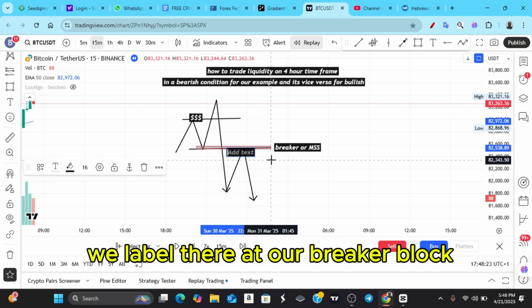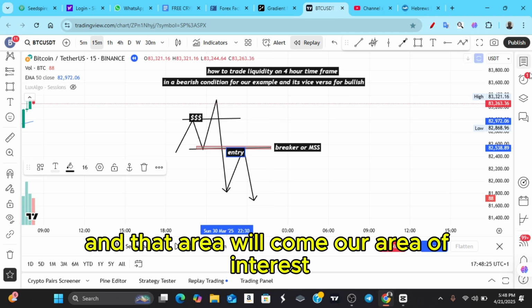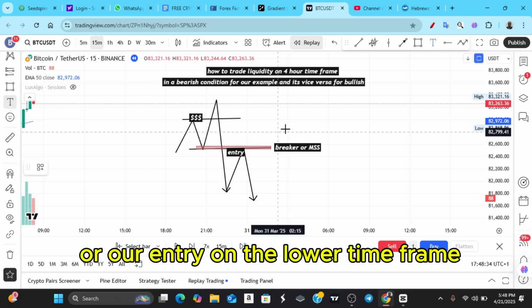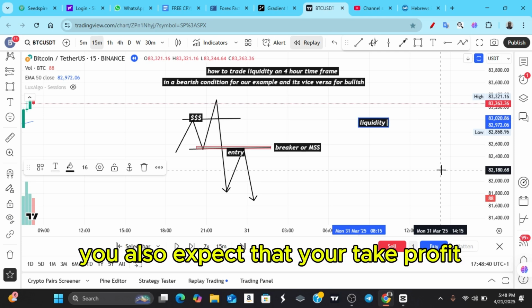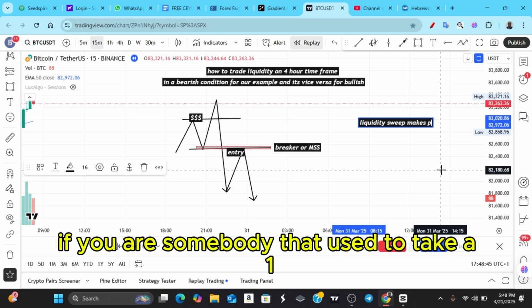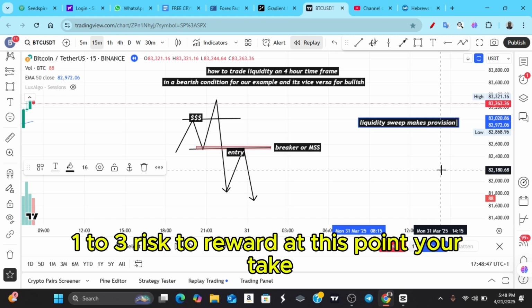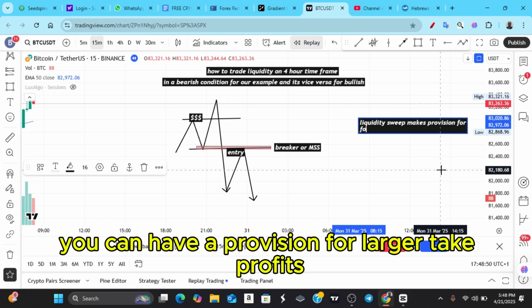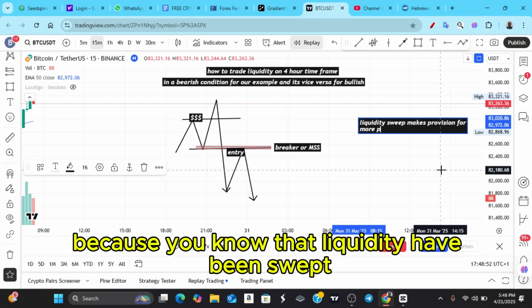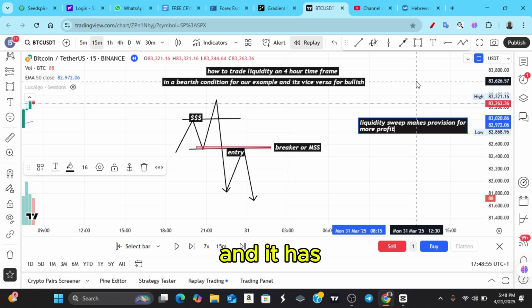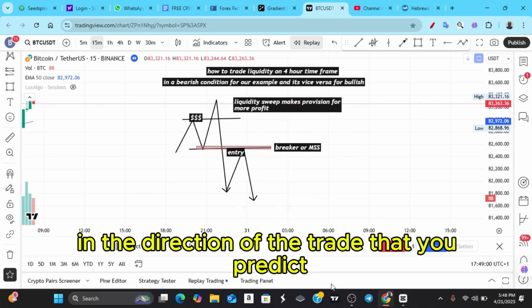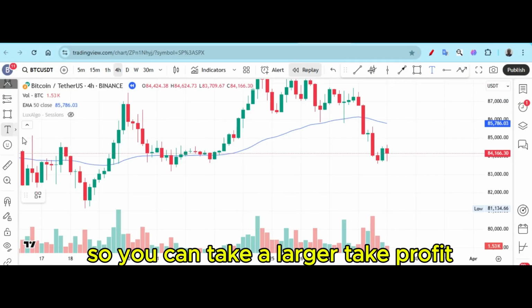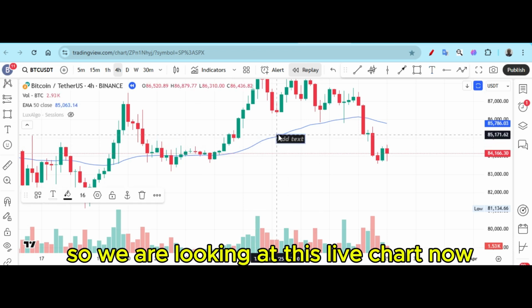So we labeled that our breaker block, and that area will become our area of interest or our entry on the lower time frame. So once you see this liquidity sweep, you also expect that your take profit, if you are somebody that used to take a one to three risk to reward, at this point you can have a provision for larger take profits, because you know that liquidity has been swept, and it is a catalyst for price to continue to go in the direction of the trade that you predict, so you can take a larger take profit.